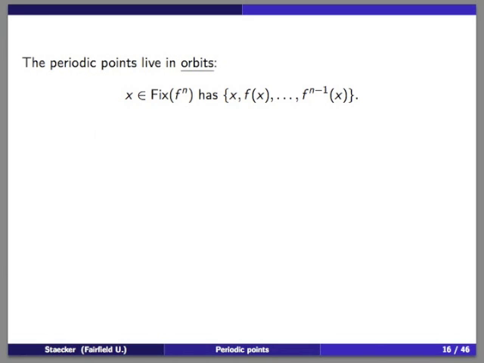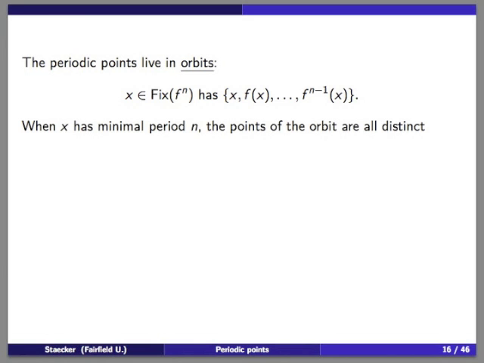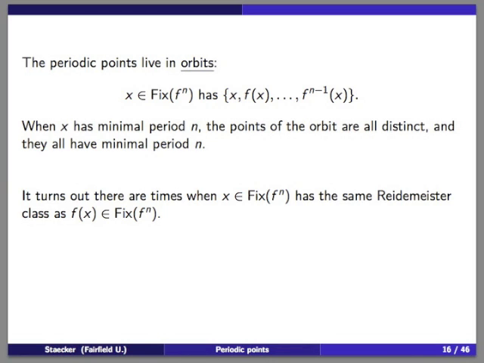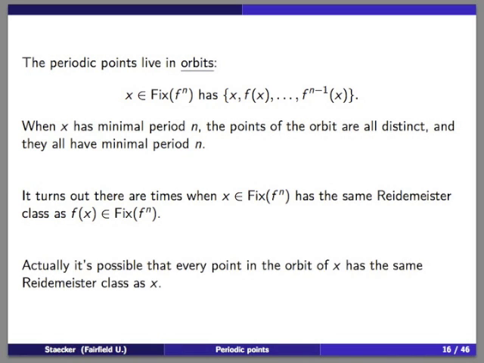You have to consider the orbits a little bit here. So the periodic points, of course, live in orbits. And if something has minimal period n, that means the orbit actually contains n points, not fewer than n. The points in the orbit will all be distinct, and all of those points will also have minimal period n. It turns out there are some times when a point in the orbit will have the same Reidemeister class as another point in the orbit. This is possible. Actually, it's possible they all have the same Reidemeister class.